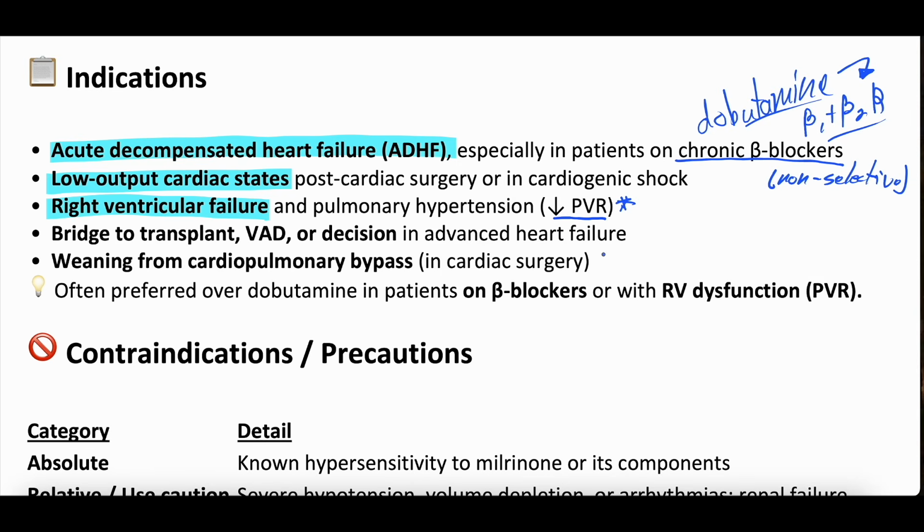In the non-ICU setting, as a bridge to transplant, VAD, or decision, some patients go on home Milrinone to help them palliate as well, so you can be on home Milrinone too. And then often we prefer Milrinone over Dobutamine, as we mentioned, in patients on beta blockers or with right ventricular dysfunction. So those are two of the big populations where maybe consider grabbing for Milrinone first.